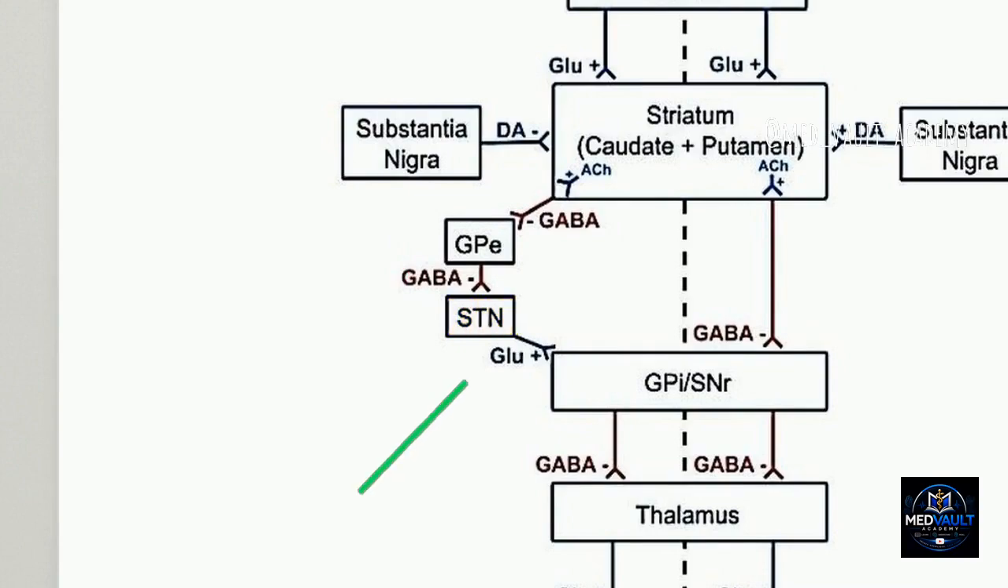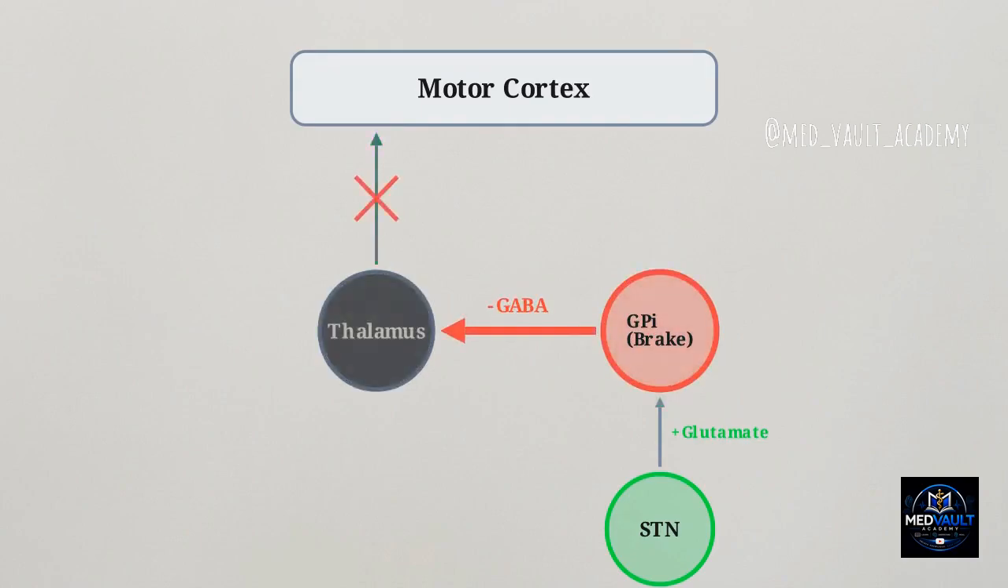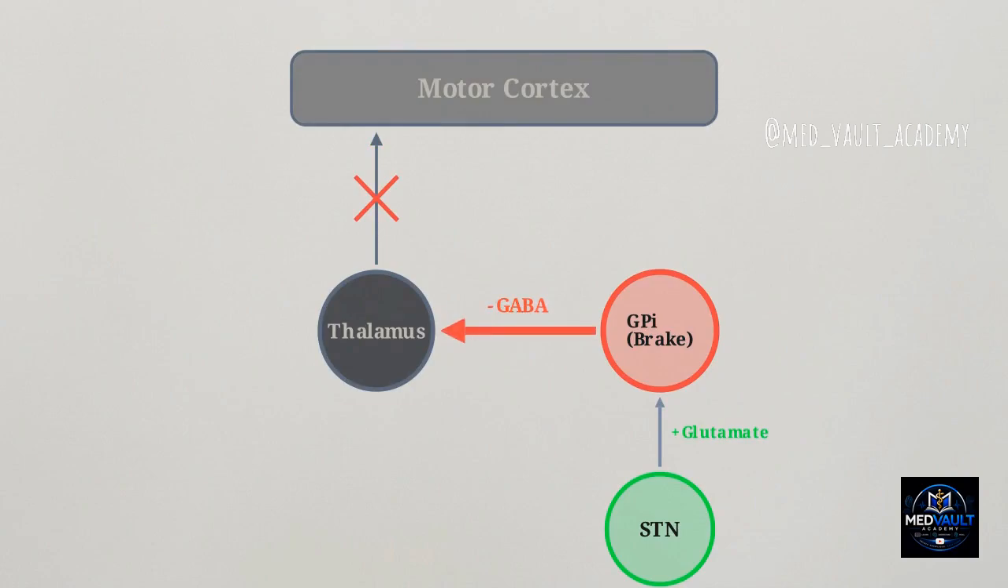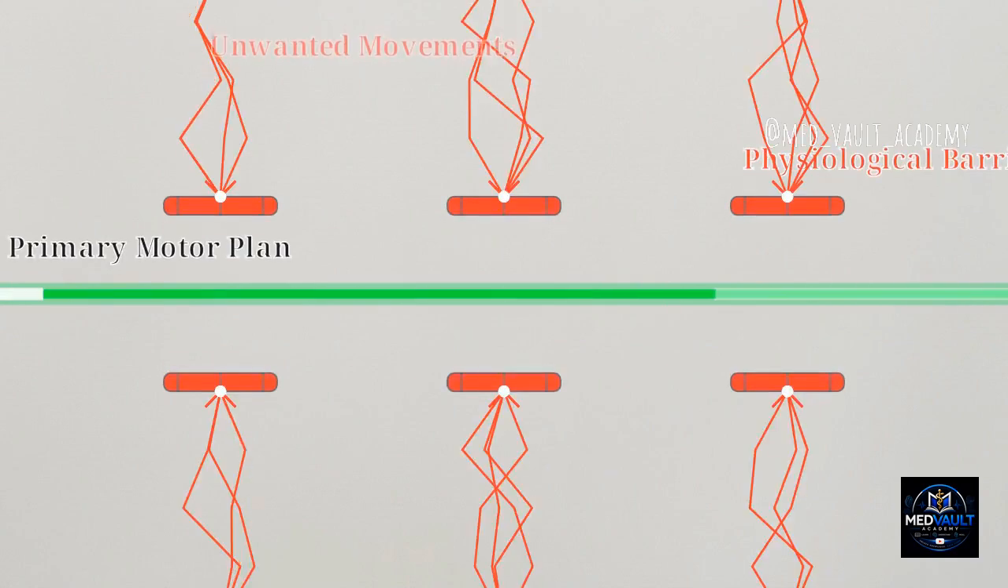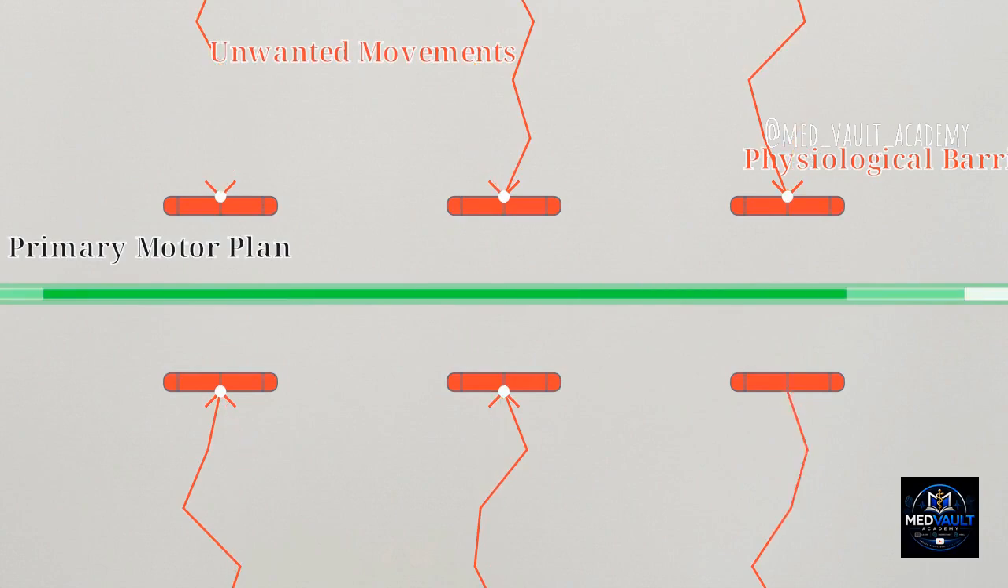The active subthalamic nucleus then sends an excitatory glutamate signal directly into the globus pallidus internus. This extra excitation causes the GPI to clamp down even harder on the thalamus, reinforcing the brake and preventing any signals from reaching the cortex. The indirect pathway thus creates a physiological barrier that locks out unwanted movements, ensuring the primary motor plan remains undisturbed.